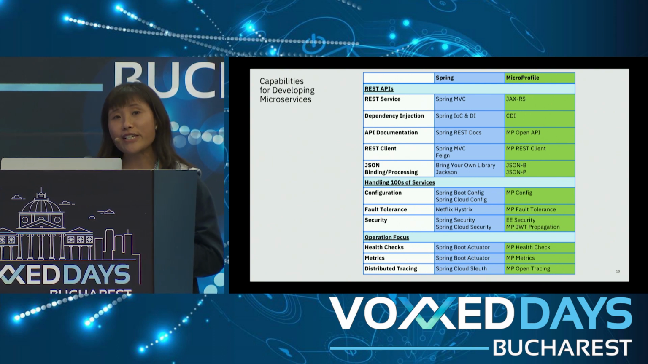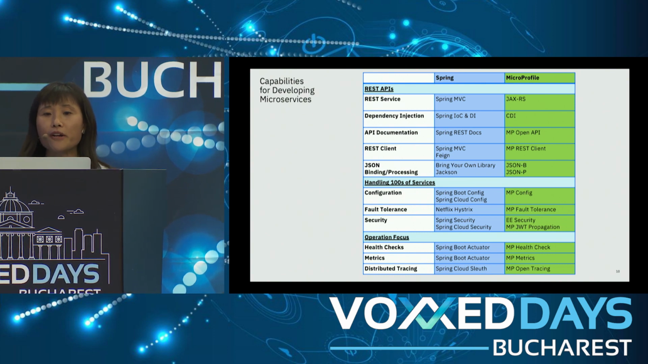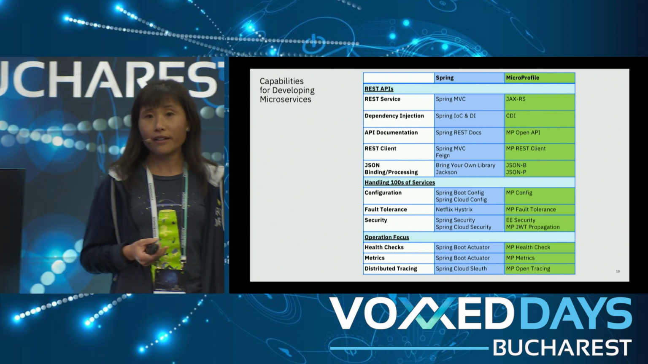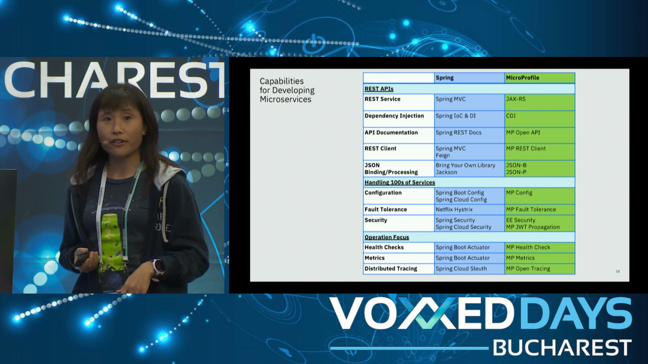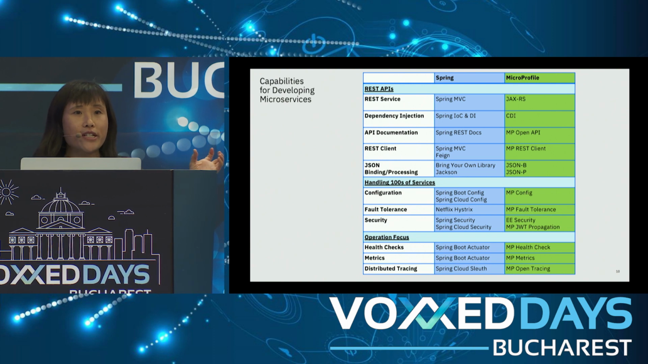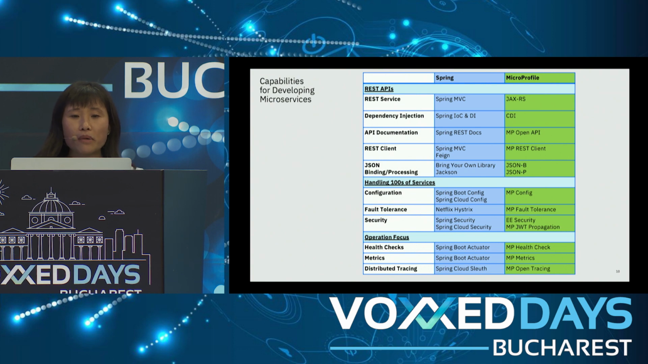And for dependency injection, for Spring, you use inversion of control and dependency injection. For MicroProfile, you use CDI. For API documentation in Spring, you use Spring REST Docs. In MicroProfile, you use MicroProfile OpenAPI, which is based on the Swagger API. Anybody know Swagger API? Okay, if you know Swagger API, you are there. For the data transformation on the wire, in Spring, the popular one is normally Jackson. Bring your own library. In MicroProfile, we use JSON-B and JSON-P.